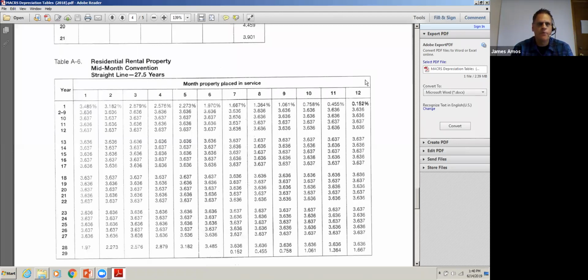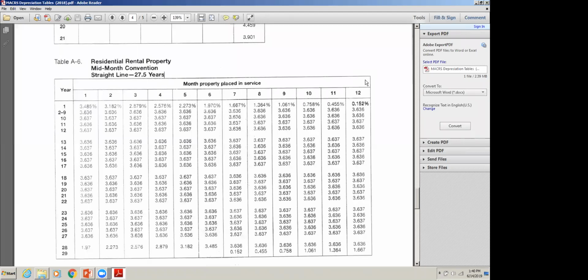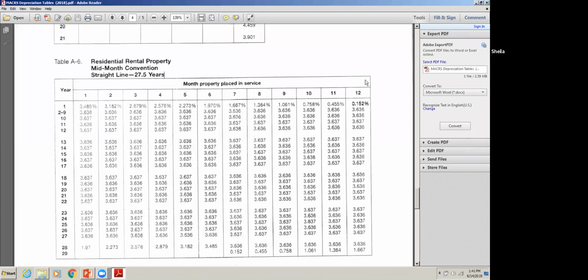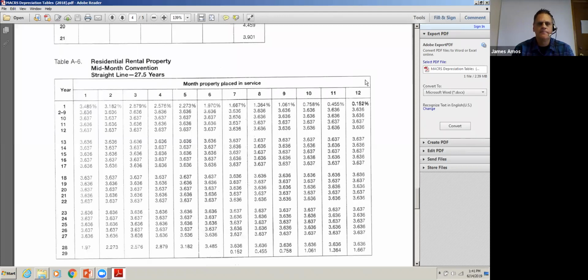So I purchase rental real estate in June, and this is the first year. What percentage do I use? 1.97. That's right, 1.97, Amanda wrote that in there too. That's right, 1.97%. So please tell me, how much do I get to deduct in the first year in that example if my cost basis in my house, not including the land, is $100,000? How much am I going to deduct?